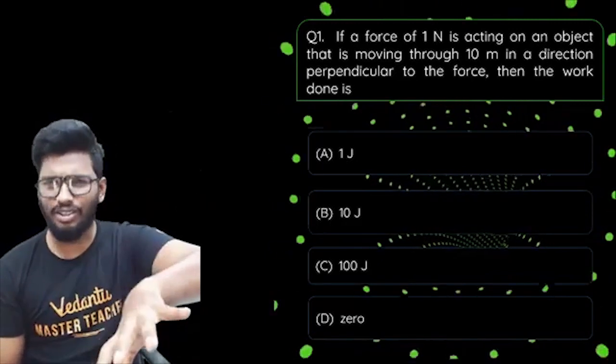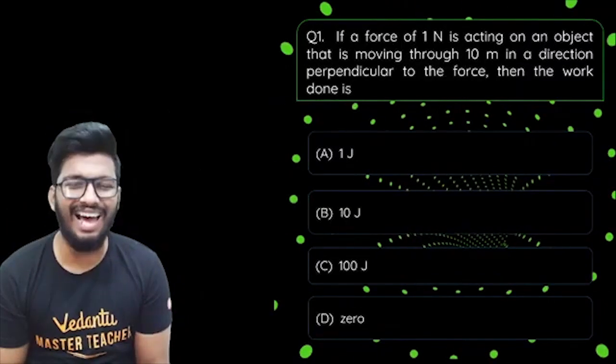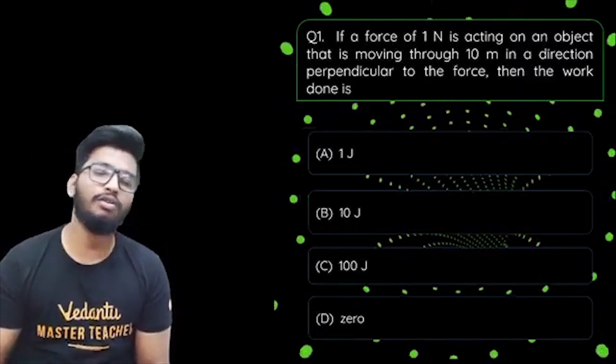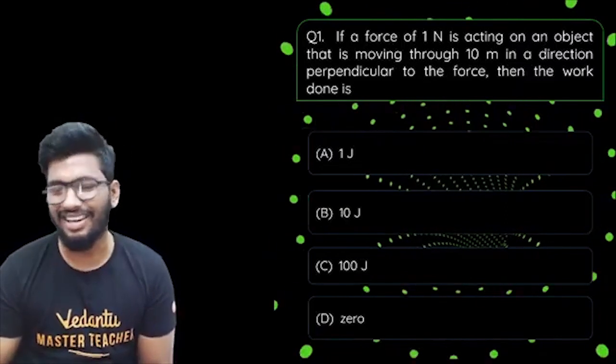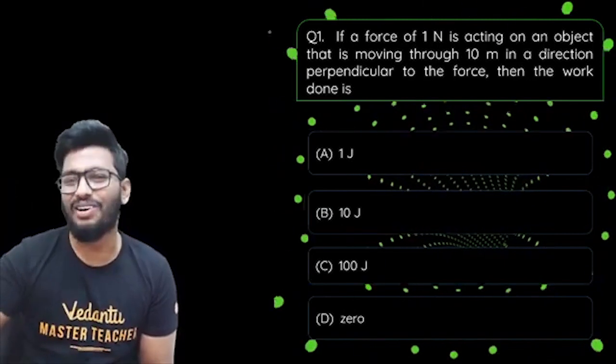Now let's quickly solve this question and then move on to the next one. Alright, the question is this: if a force of 1 Newton is acting on an object that is moving through 10 meters in a direction perpendicular to the force, what is the work done? 1 joule, 10 joules, 100 joules, or 0 joules.